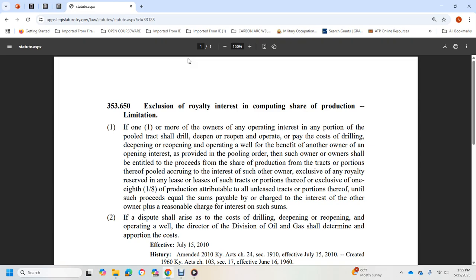such owner shall be entitled to receive the share of the production of the tract or portion therein of the pool accruing to the interest of the other owner, exclusive of any royalties reserved in the lease of such tract or portion, and exclusive of the 1/8 of the production attributable to all unleased tracts or portions thereof, until the proceeds equal the sum paid by such owner on behalf of the other interest, plus a reasonable charge for the interest on such funds. If a dispute arises as to the cost of drilling, deepening, reopening, or operating the well, the director of the division of oil and gas shall determine the portions of the cost.